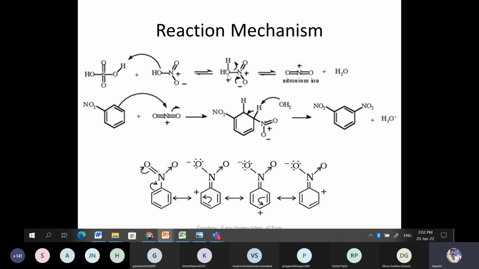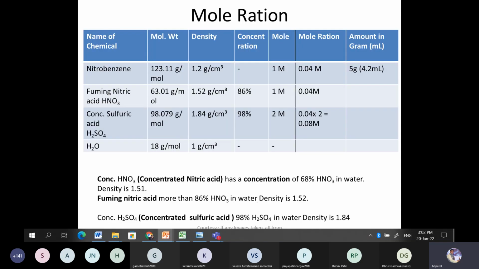Okay, this is positive and negative, so stability is there, but to break this bond we require another mole of sulfuric acid. As per the calculation we require 2 mole of sulfuric acid, 1 mole of nitric acid and 1 mole of nitrobenzene. This we required, and then after we can carry out the reaction. So based on the mole ratio, now we can say that nitrobenzene 1 mole, fuming nitric acid 1 mole, and concentrated sulfuric acid 2 mole.